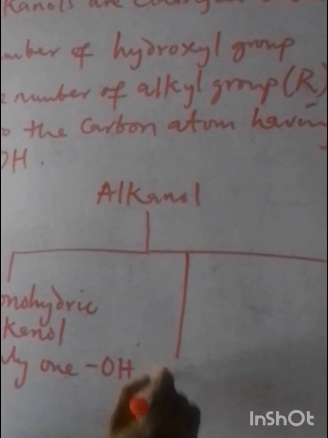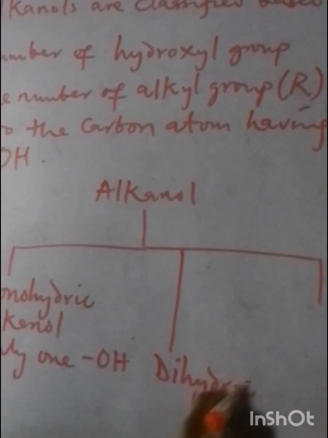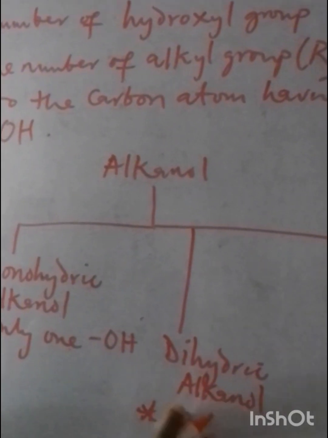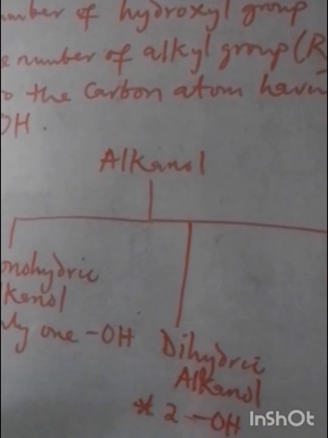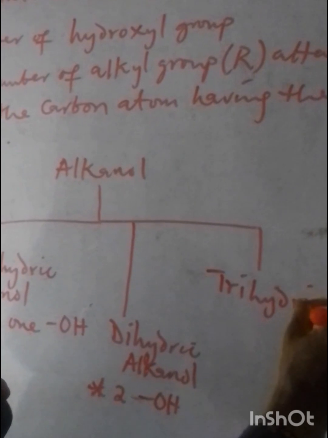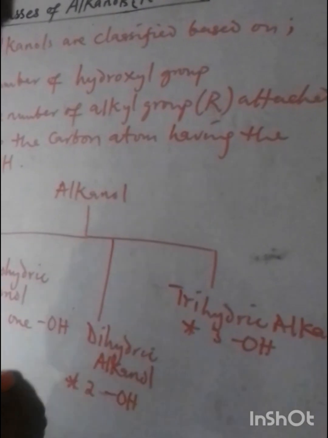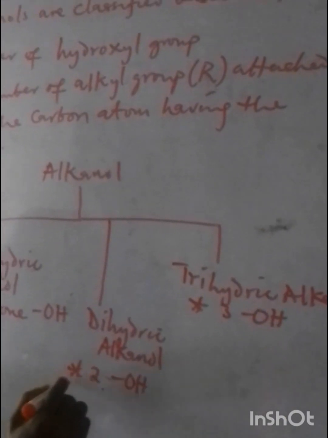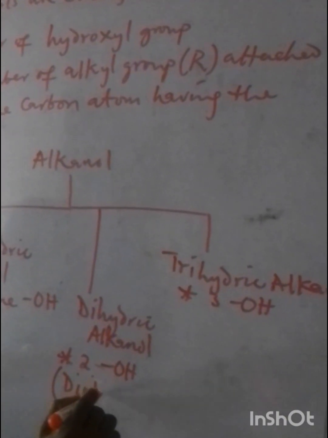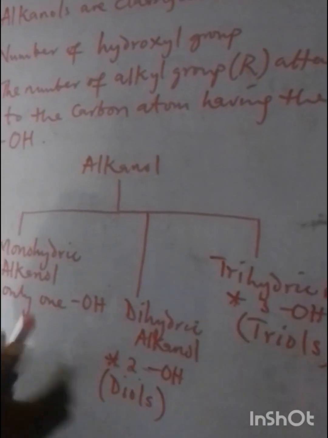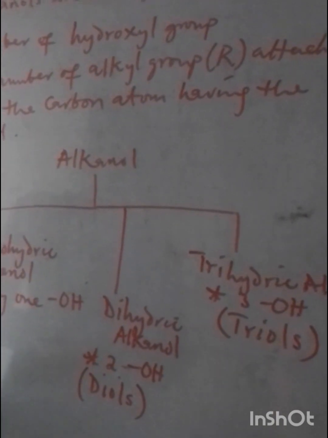Number two is dihydric alkanol, which means the alkanol having two hydroxyl groups. And number three is trihydric alkanol, the alkanol having three hydroxyl groups. Another name for dihydric alkanol is diol. You can call this triols. Di there means two, which means diols are alkanols that have two hydroxyl groups.